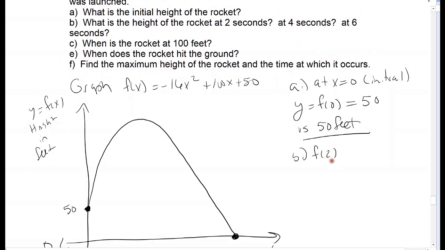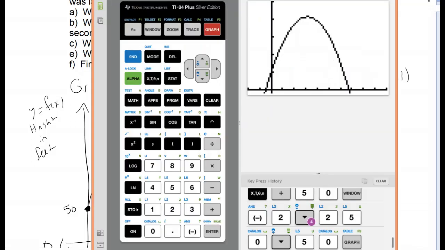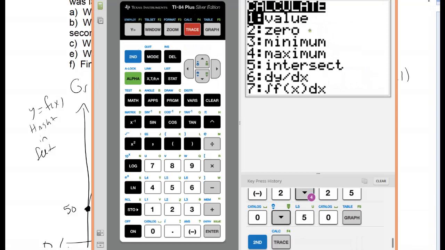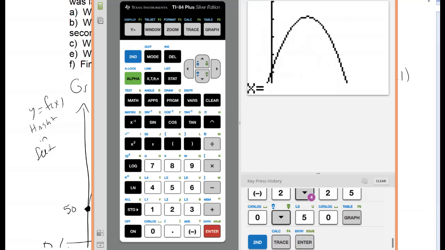So I'm just going to find f of 2, f of 4, f of 6, and I'm going to use my calculator to do that. I can find values on my graphing calculator. You get in that second trace, where we do calculations on our graph. So you hit second trace, and I want value, so I pick 1. I hit enter. Okay, now I want the value 2.